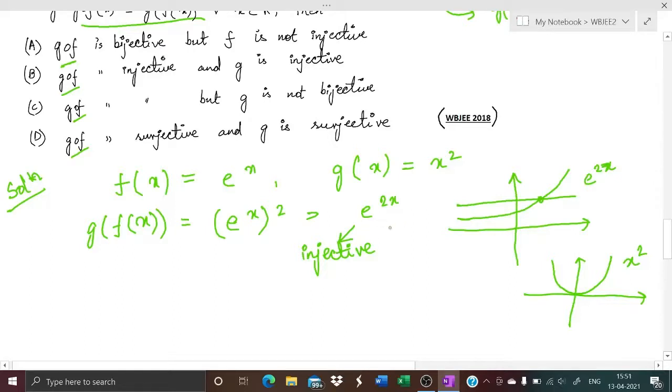Your function is not bijective. Why it is not bijective? Because this function, this e to the power 2x is not surjective. The range is not equal to the codomain. So this is not surjective.